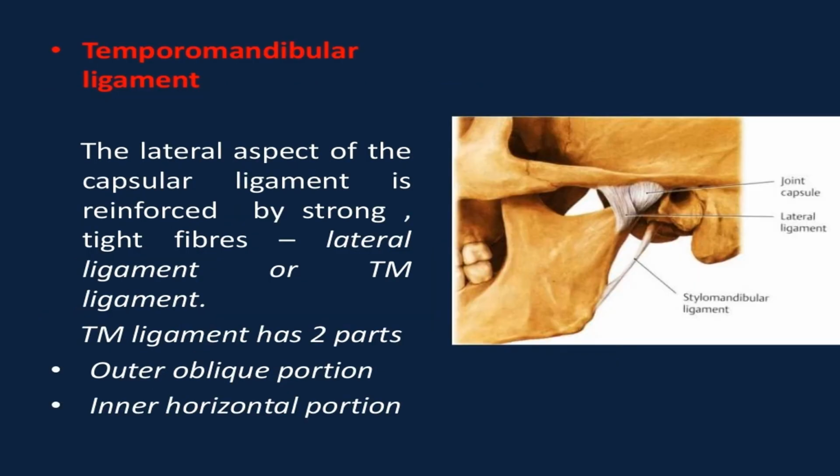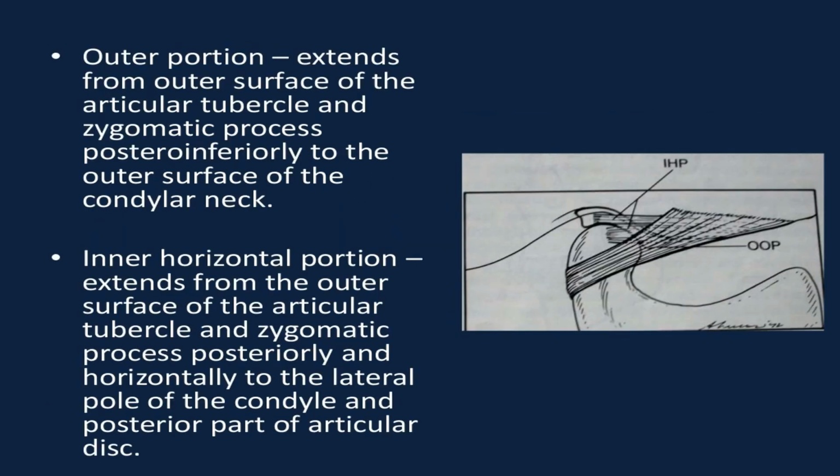Temporomandibular ligament. The lateral aspect of the capsular ligament is reinforced by strong, tight fibers, the lateral ligament or TM ligament. The TM ligament has two parts: an outer oblique portion and an inner horizontal portion. The outer portion extends from the outer surface of the articular tubercle and zygomatic process postero-inferiorly to the outer surface of the condylar neck. The inner horizontal portion extends from the outer surface of the articular tubercle and zygomatic process posteriorly and horizontally to the lateral pole of the condyle and posterior part of the articular disc.